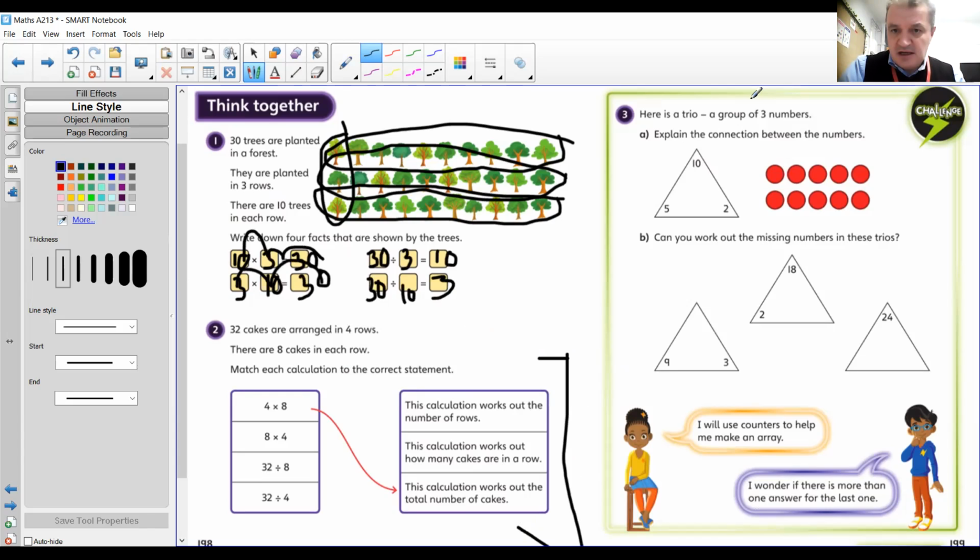Okay, let's have a look at the next question. This is what I do like, these triangles. Explain the connection between the numbers. So, what's my array? It can be 5 2s or 2 5s. Okay, so we can say 5. I like to put in these my magic triangles. 5 times 2 equals 10. We're happy with that? 2 times 5.